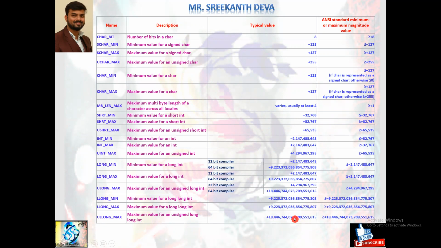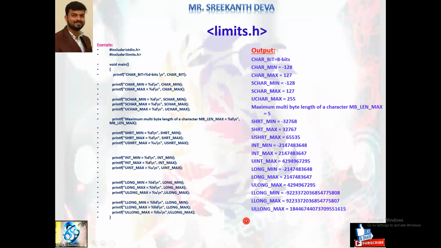For the unsigned long max value, long max value, long min value, int min range value, int max range value, and unsigned integer max value. Similarly, go with the char bit value, signed char min, signed char max, unsigned char max, char min, char max, and MB_LEN_MAX. As in this table, we write the program and get the output. Here the sizes vary based on 32-bit and 64-bit. I gave an example program.